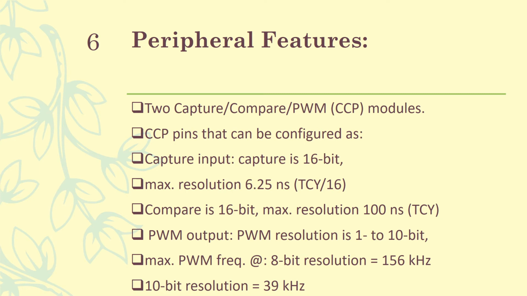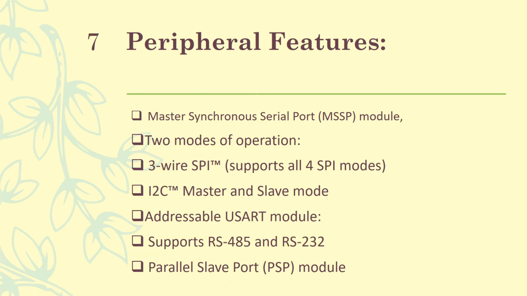PWM output: PWM resolution is 1 to 10 bit. Then the maximum PWM frequency is 156 kilohertz at 8-bit resolution and 39 kilohertz at 10-bit resolution. So this also you have to remember.